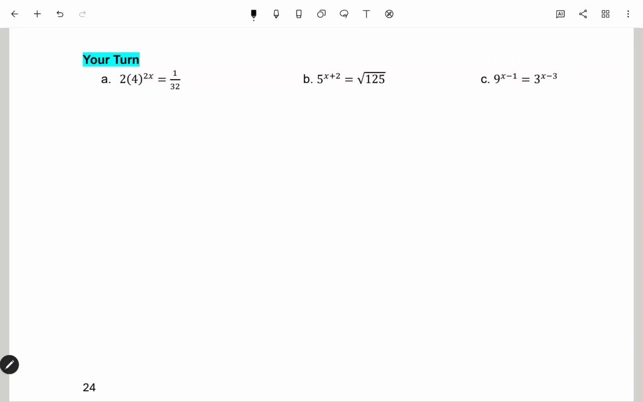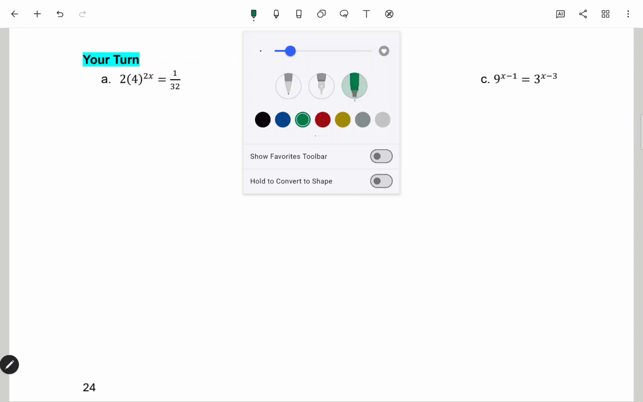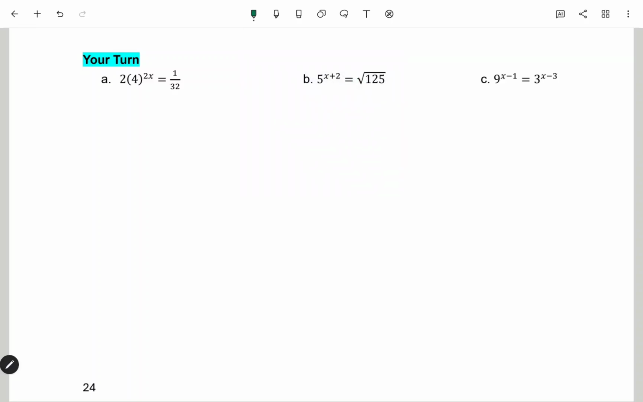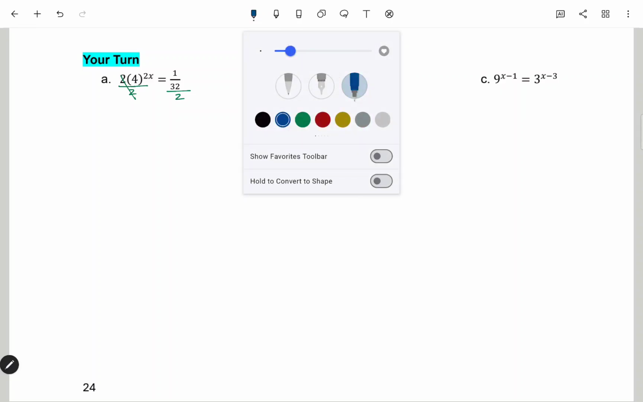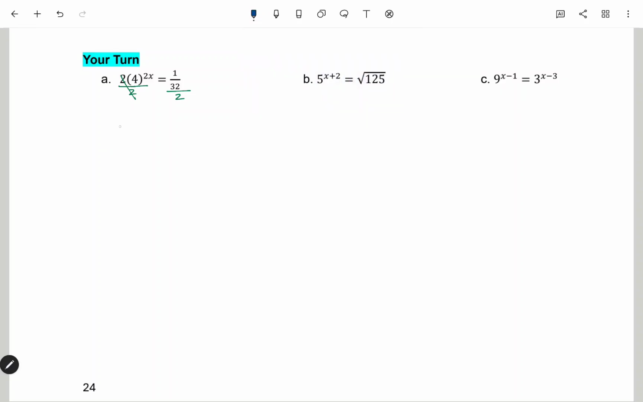All right. So this first one has a step that you have to do first, and that's we want to get rid of this 2. So in all of our other examples, we had the exponent beside itself. So let's make it look like all of our other examples. We're going to divide both sides by 2, which is going to cancel the 2 on this side. That's going to leave us with 2 to the power of x equals 1 over 64.